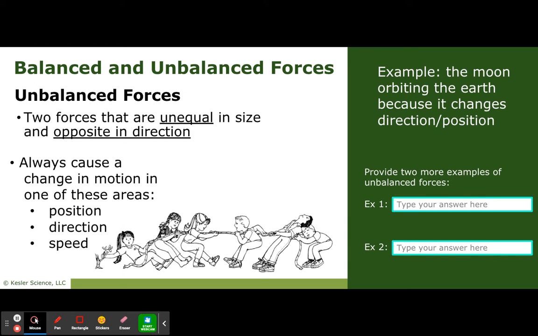Unbalanced forces are when two forces are unequal in size and opposite in direction. It always causes a change in motion in one of these areas: position, direction, and speed. For example, the moon orbiting the Earth, because it changes direction and position, is an unbalanced force. Think of two unbalanced forces that you can provide examples of and put them in these boxes.